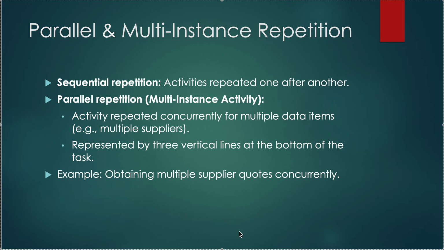For example, if we have a list of suppliers in a database, the process can dynamically send quote requests to all of them at once and move forward once enough responses arrive, say 5 out of 20.